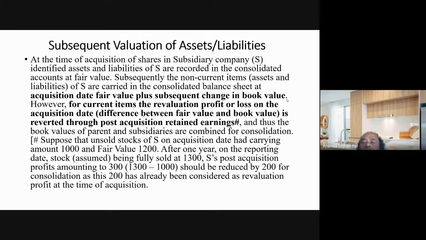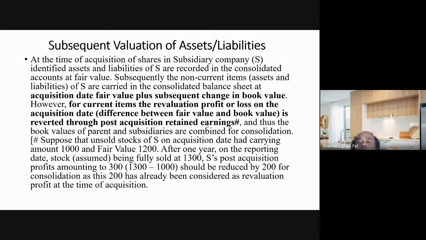Why? At the time of acquisition, we increase the current assets not at 3 lakhs but at 3 lakh 60,000. We have taken that at 3 lakh 60,000. Then here you read what is written there. For current items, the revaluation profit or loss on the acquisition date, the difference between fair value and book value, is reverted through post-acquisition retained earnings. That is, whatever would be revaluation profit would be cancelled in the post-acquisition time.